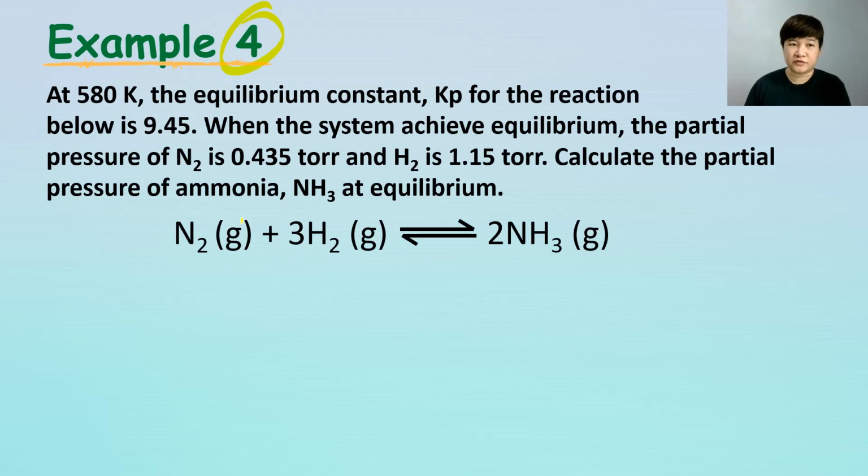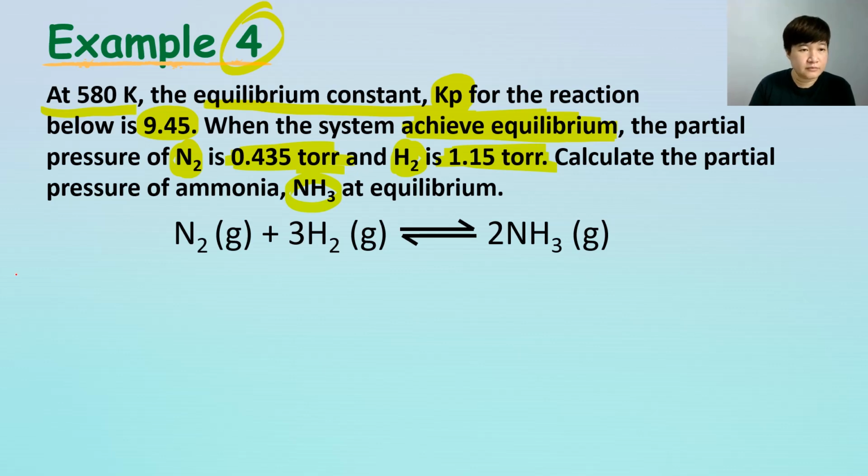Last example for this video. At 580 Kelvin, the equilibrium Kp for the reaction below is 9.45. So slightly different question. The question gives you the Kp. When the system achieves equilibrium, the partial pressure of N2 is this much in torr, H2 is this much in torr. Calculate the partial pressure of ammonia. So we are looking for the partial pressure of ammonia with the Kp given.